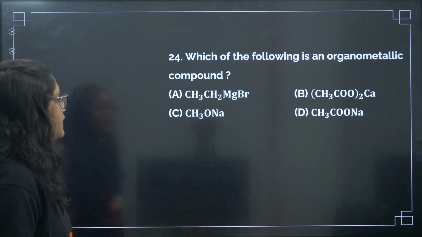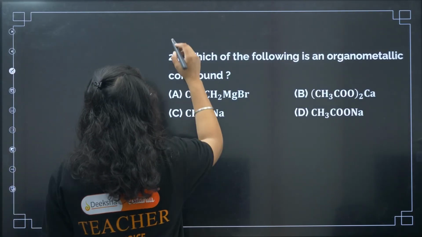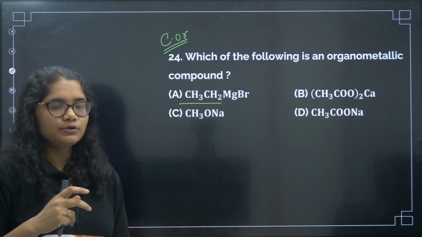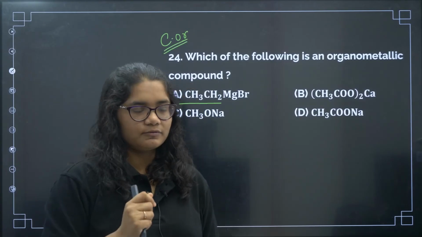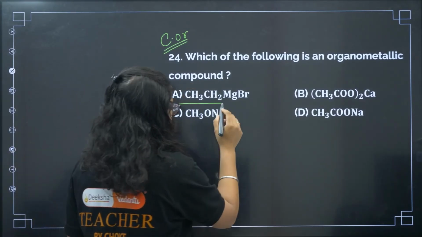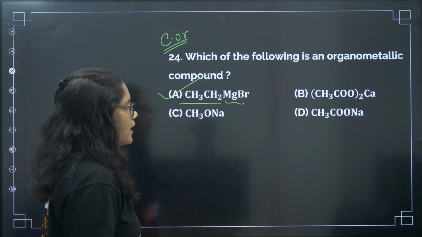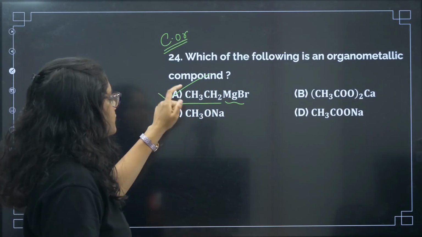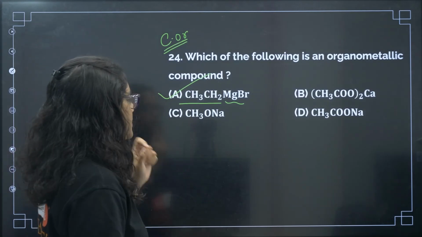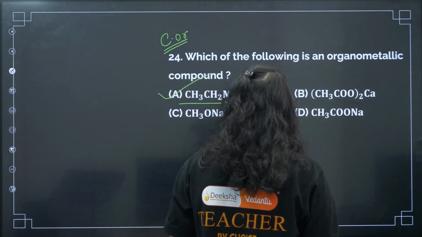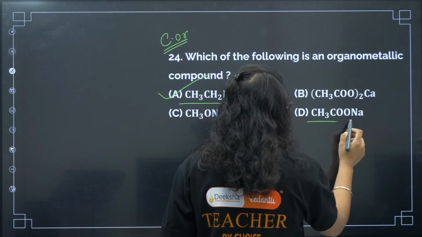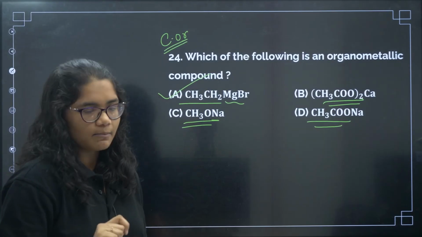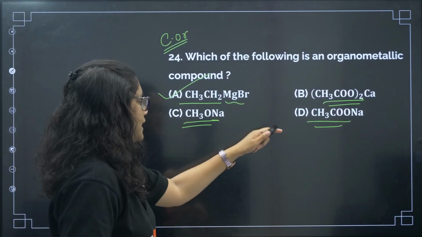Now coming to question number 24, which of the following is an organometallic compound? Again this is from coordination compounds. So organometallic compounds means you need to have a metal in some organic compound. So CH3CH2MgBr, the Grignard reagent, is an example of an organometallic compound, because here we have a metal in an organic compound. Okay, so the correct answer is option number A. Now next, if you see, this is an ion, this is also a salt, these are all salts. Okay, these are not molecular compounds, so we can eliminate options B, C and D.